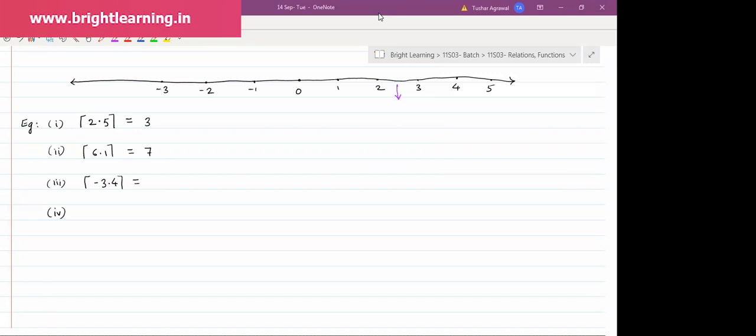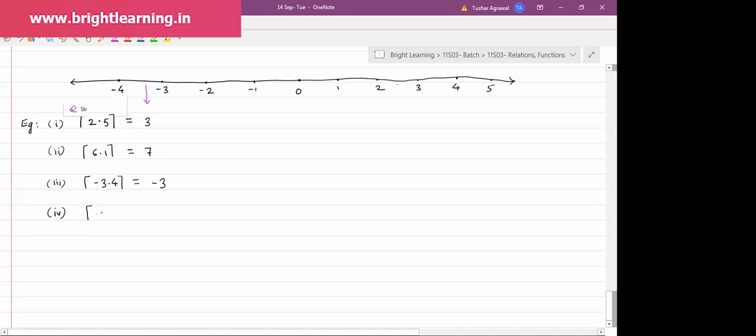Minus 4. See, minus 3.4 will be somewhere over here. Minus 1, minus 2, minus 3, here it is minus 4. So minus 3.4, where does it lie? It lies over here. Do you agree with me? So that is my minus 3.4. Minus 3 we should write, sir. Yes, minus 3.